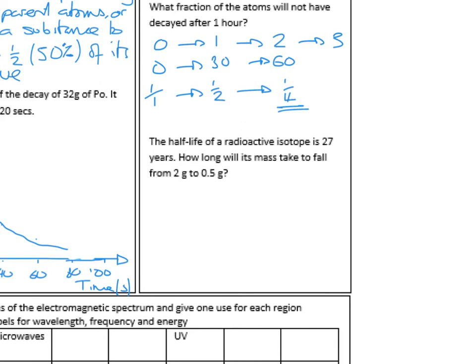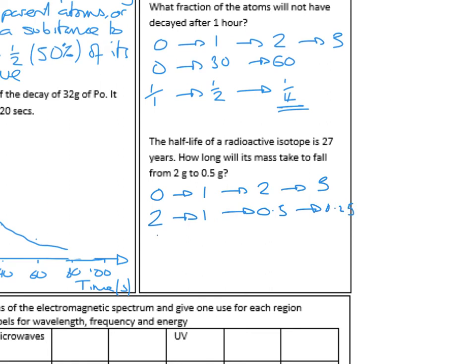How long will it take for the mass to fall from 2 to 0.5 grams? Again I'll go 0, 1, 2, 3 half-lives. So I'm going to put in the mass now. The mass starts off as 2, then it's going to drop to 1, then to 0.5, and then to 0.25. You don't need that, but I'm just showing you how you would do it.